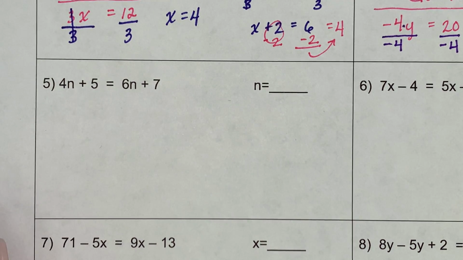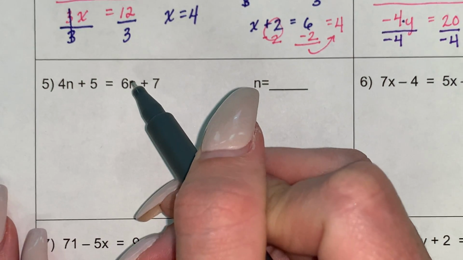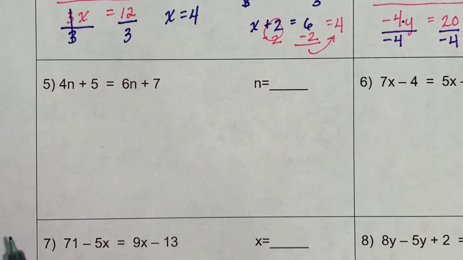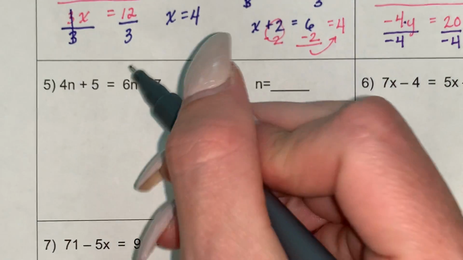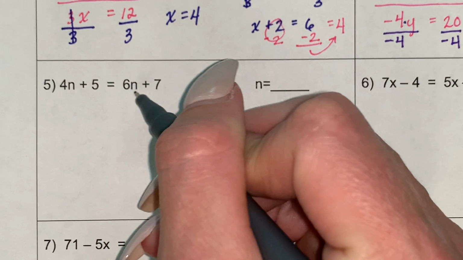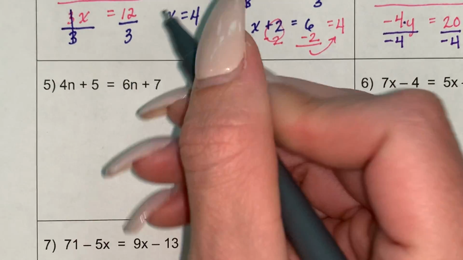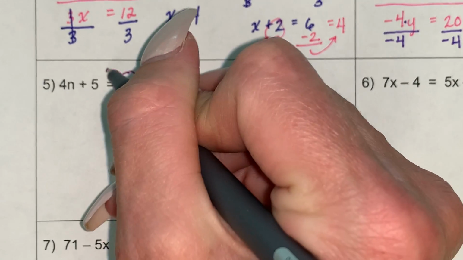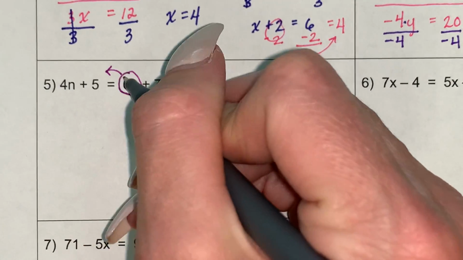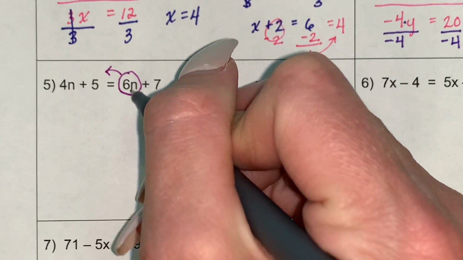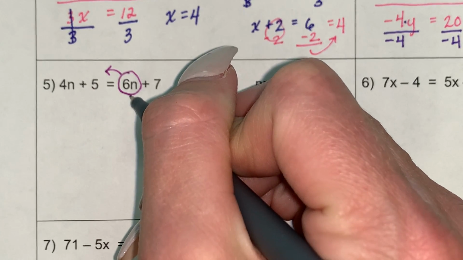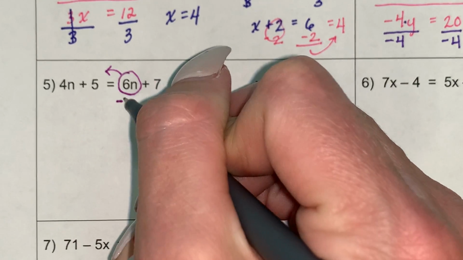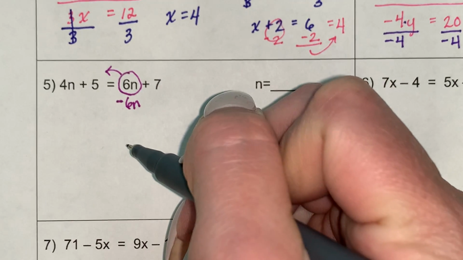So we need to get the 6n and the 4n together on the same side. So some people like to always move the variables over to the left. But remember, you're moving the entire thing over to the left. So if I'm going to move the entire thing, I need to turn it into a 0 here. So if this is positive 6n, to turn it into a 0, I have to do negative 6n.